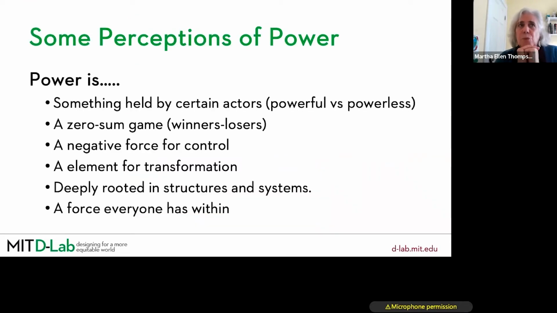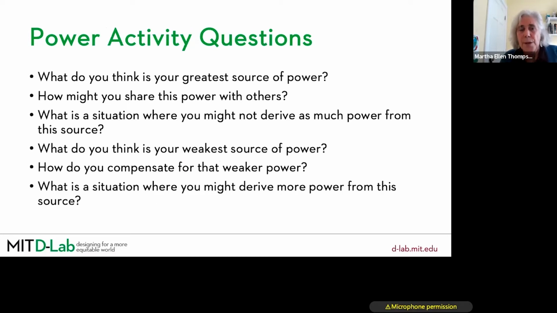So the first thing we do when we do the module about power is we talk about power. We talk about what the perceptions of power are, and what the different categories of power are. So we go through an introduction to power, looking at visible power and invisible power. Then we do some activities around power. One of them is to have everyone look at what their source of power is. Is it their race? Is it their nationality? Is it their education, their age? Is it their gender? And then we have people think about how they might share that power in the group.